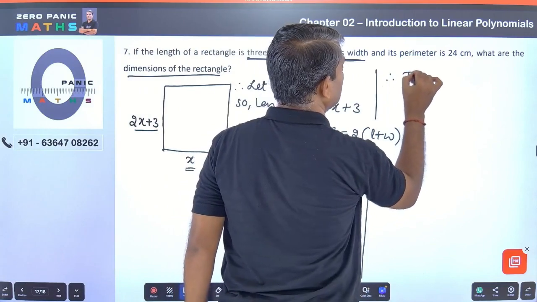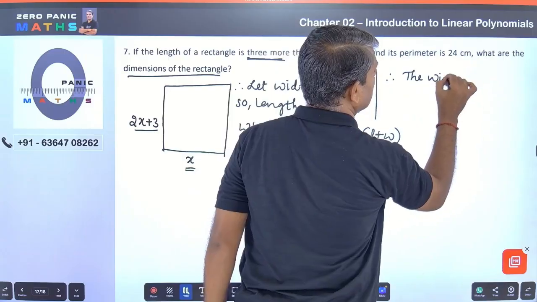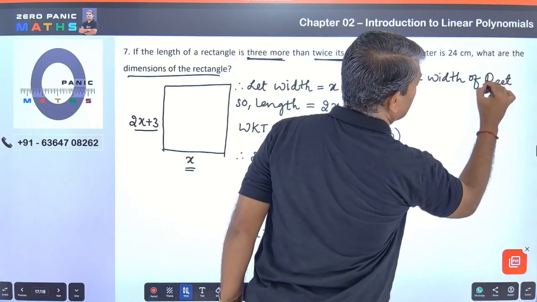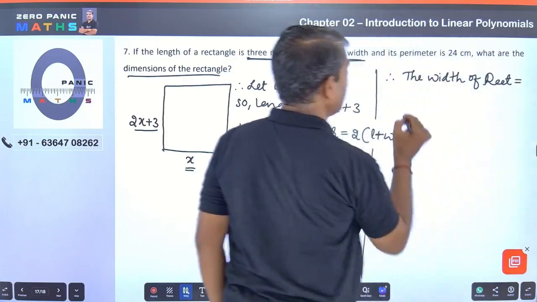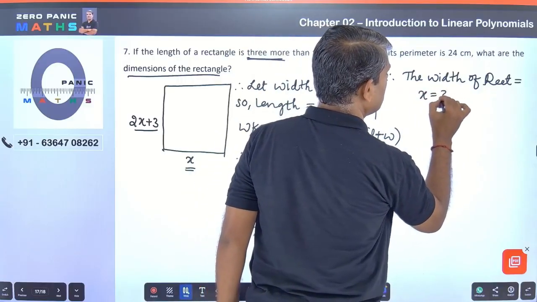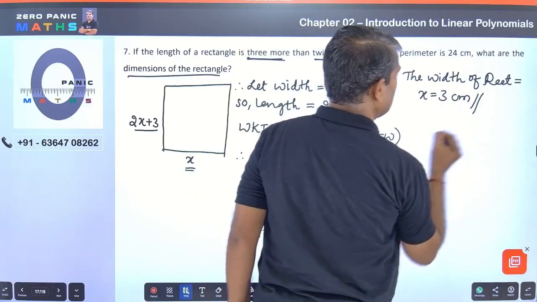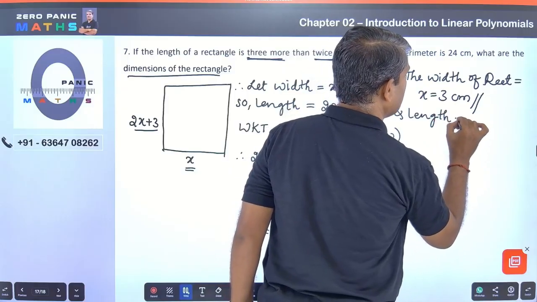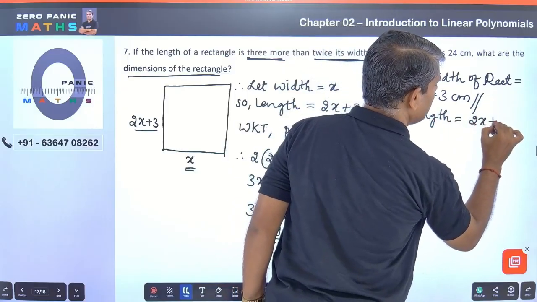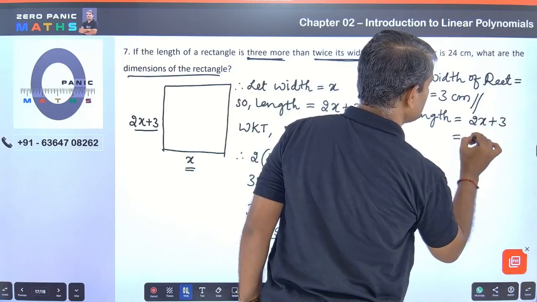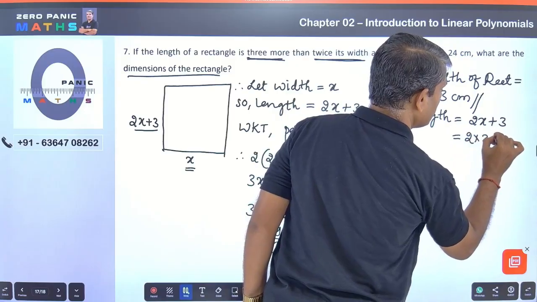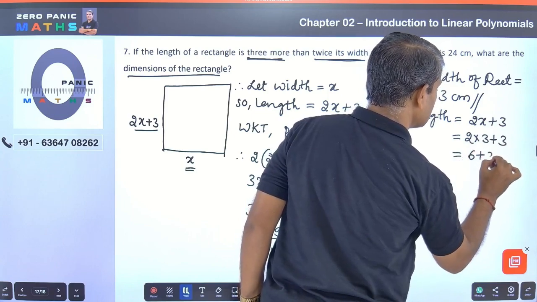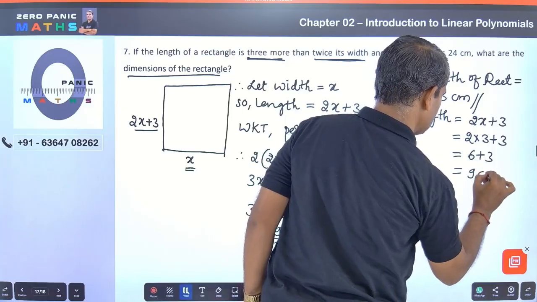Therefore the width of the rectangle, you can write it as x is equal to 3 centimeter. Okay, and length I will write it as, these are the dimensions. Length is 2x plus 3, right? 2x plus 3, which is equal to 2 into 3 plus 3, that is equal to 2 into 3, that is 6, plus 3, that is 9 centimeter.